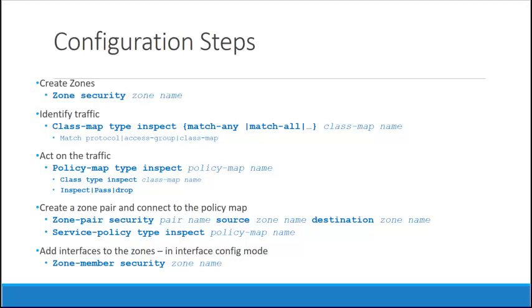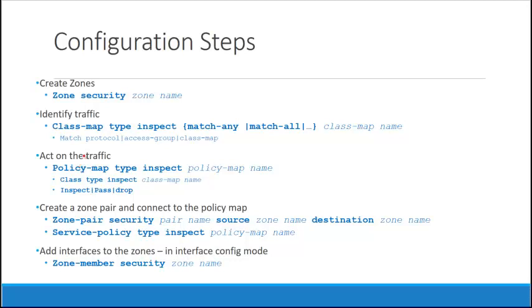And then what kind of traffic are we going to look at? Are we going to match ACLs? Are we going to match protocols? Are we going to match ACLs and protocols? That's a discussion that comes prior to configuration, right? And once you've had that discussion and you look at your topology, the first thing I've got to do is create my zones, and I'll do that using the zone security command. And then I've got to identify the traffic. The traffic I decided I was going to do something with, I'll do that with my class map command.